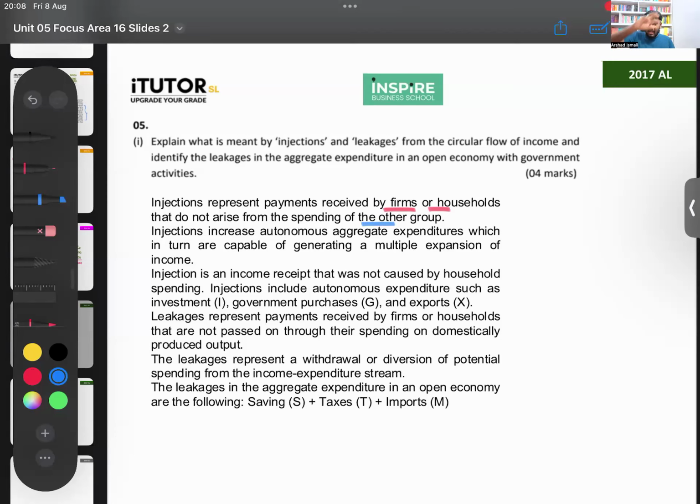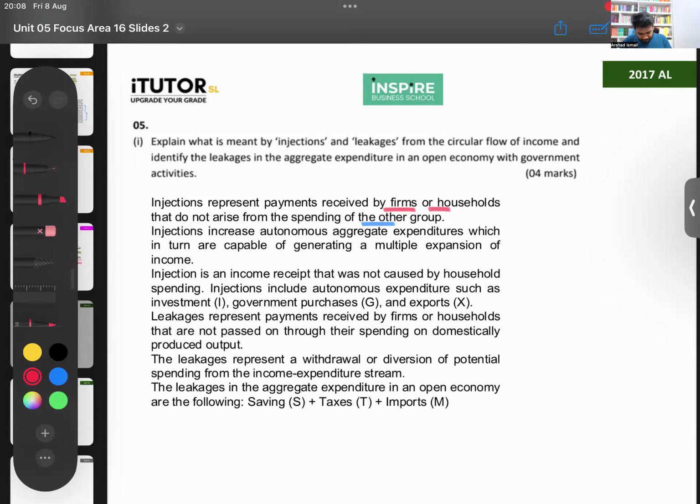So businesses paying rent, wages, interest, profits to households, that is not an injection. Any money coming from outside, for example, investment, government spending, exports, so money coming from outside into the circular flow is what you call an injection. They say injections increase autonomous aggregate expenditure and there will be multiple expansions that we have learned. Remember the multiplier effect.